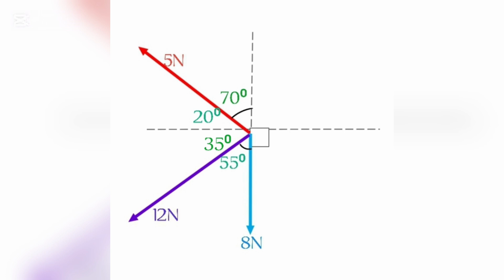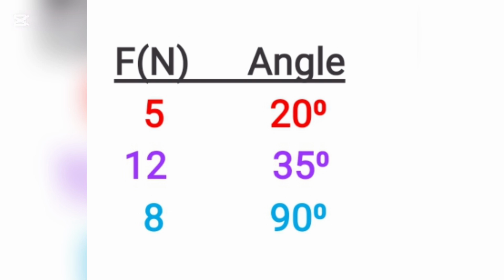Then we are given 8 Newton acting directly downwards. 8 Newton, the angle to the horizontal for 8 Newton is 90 degrees. So the best thing to do is to draw out a table where you write the force and the horizontal angle. So the force of 5 Newton is acting at an angle of 20 degrees to the horizontal. The force of 12 Newton is acting at an angle of 35 degrees to the horizontal. The force of 8 Newton is acting at an angle of 90 degrees to the horizontal.